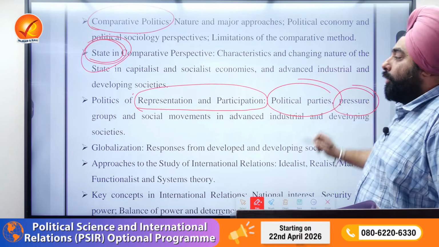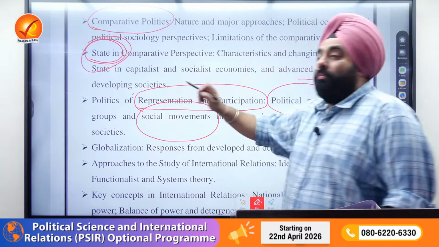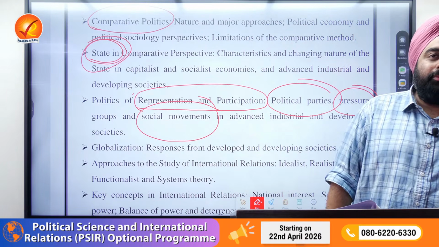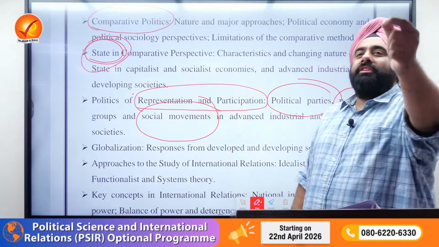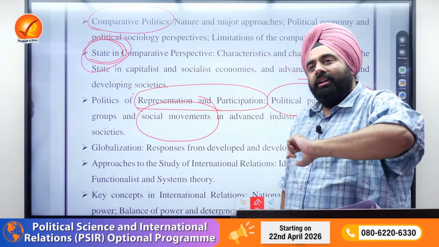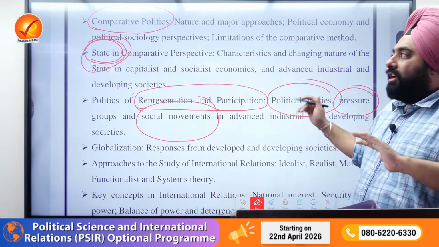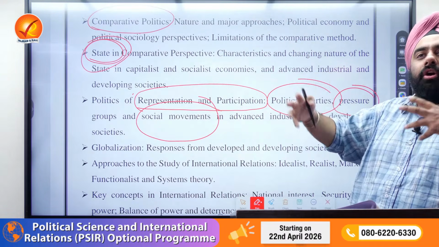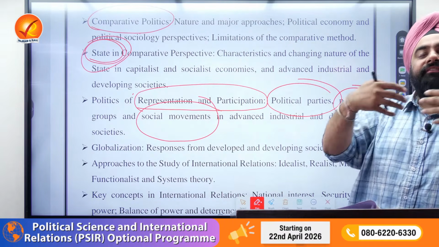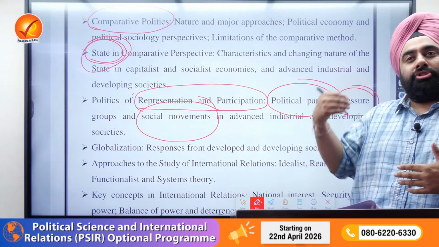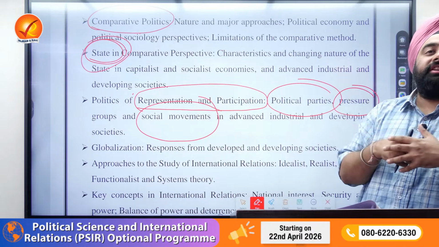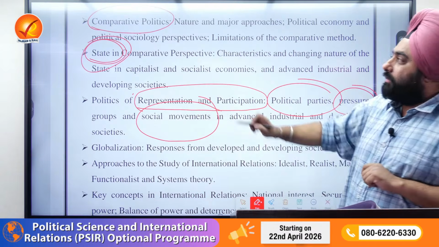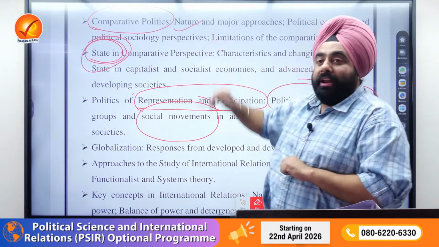Similarly, pressure groups, similarly, social movements. How pressure groups in the developed world are different from the developing world. How social movements which emerge in the developed world are different from the developing world. So these differences also we discuss. Basically, the overall comparative analysis of the political systems all over the world, developed world, developing world, capitalist societies, socialist societies, doing a cross comparison of political systems and its variables in these societies, we do in this particular topic that is called comparative politics.